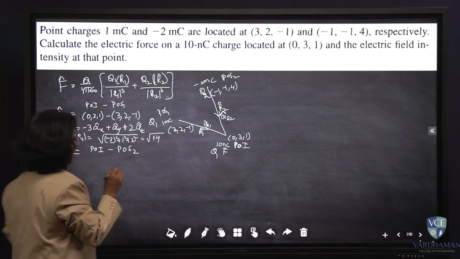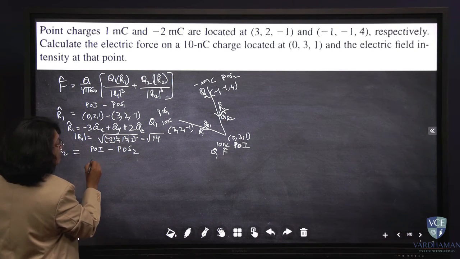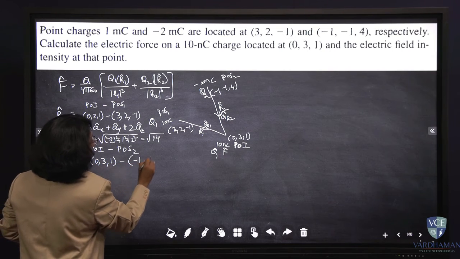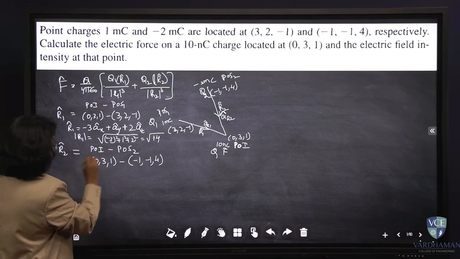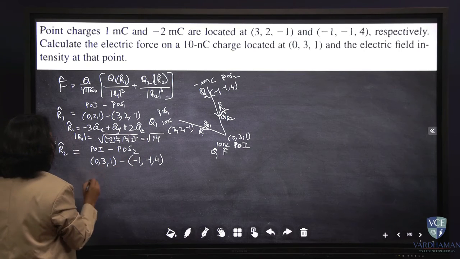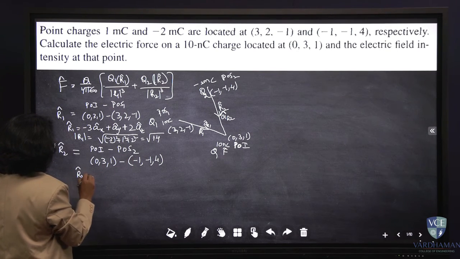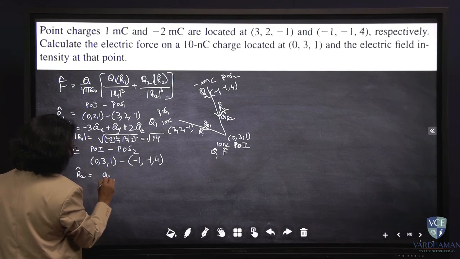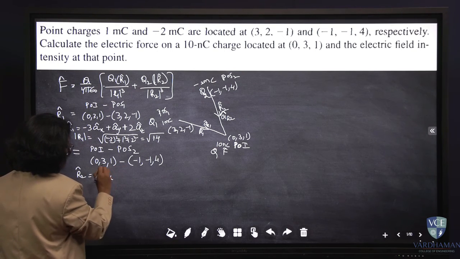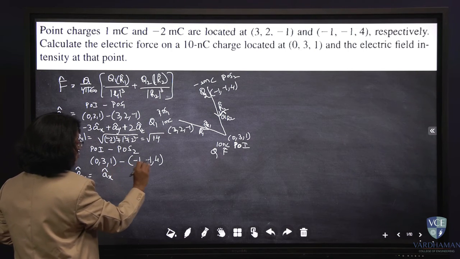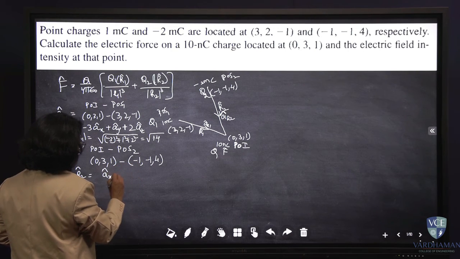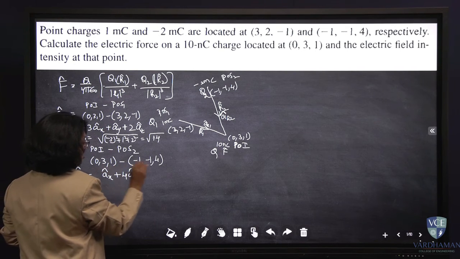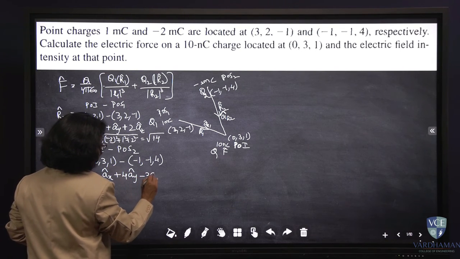Now this is the second charge. So POI minus POS, again we have to write the points for our simplicity: minus 1 comma minus 1 comma 4. If you note this down, then we can easily write the distance vector as 0 minus of minus 1, which is plus 1, so along x it is 1 ax. Along y, 3 minus of minus 1, which is 3 plus 1, 4 units. And 1 minus 4, which is minus 3 along z.